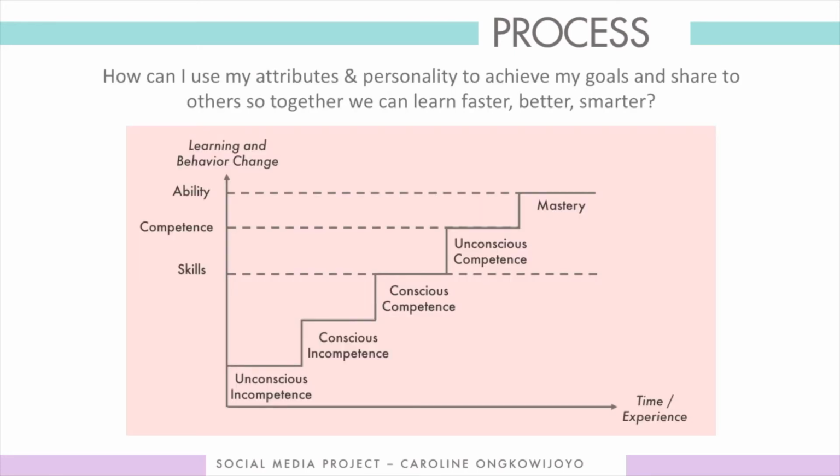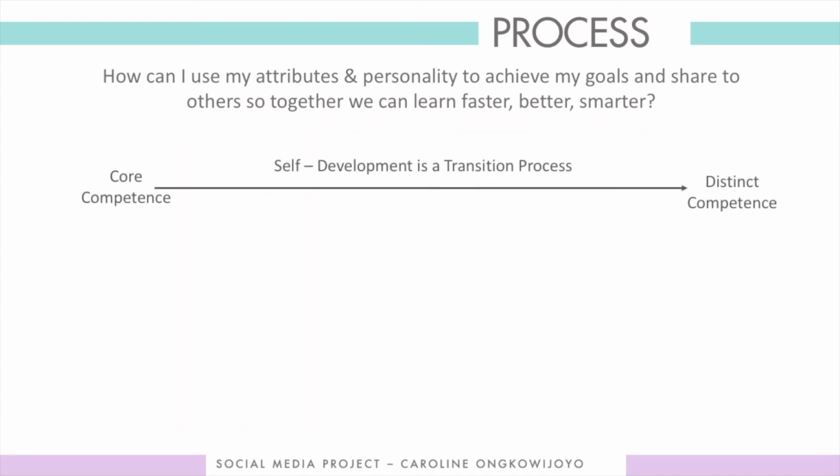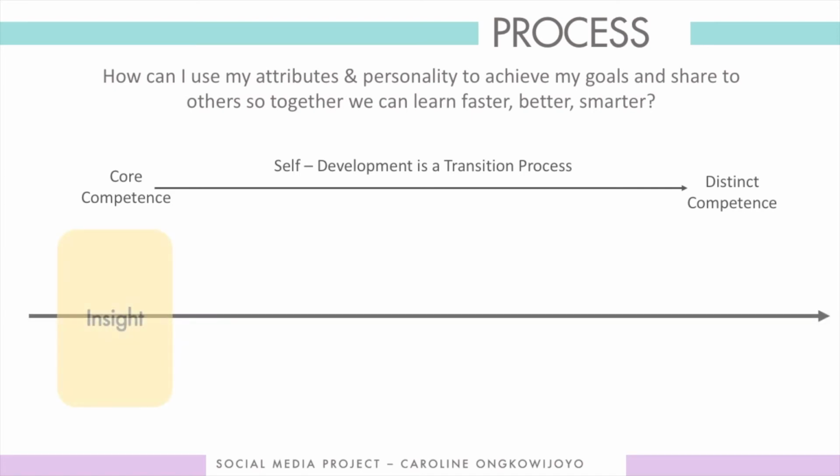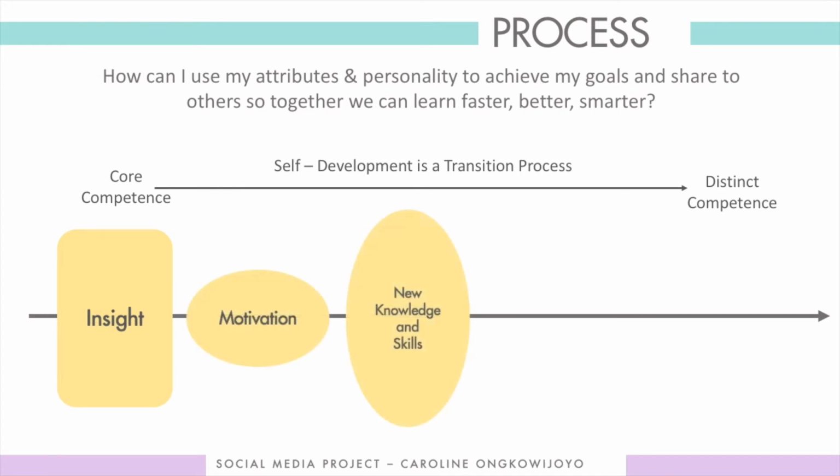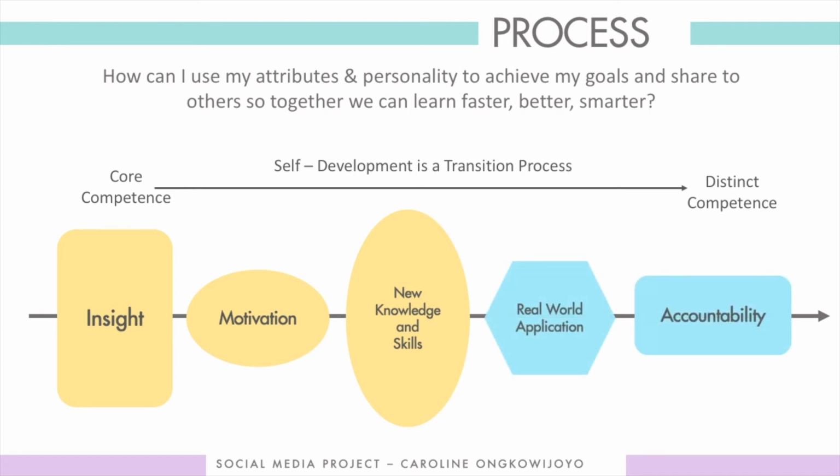For the first question, now that I have the idea about my competence and incompetence, I should know what my competencies that I still have not discovered yet, and having the mastery skill of something that I'm passionate about. I also should develop myself by finding out my distinct competence and going towards the process further. Knowing about my insight, motivation, and having a new knowledge and skills, I have to be prepared to use it for real world application and making sure I'm accountable.